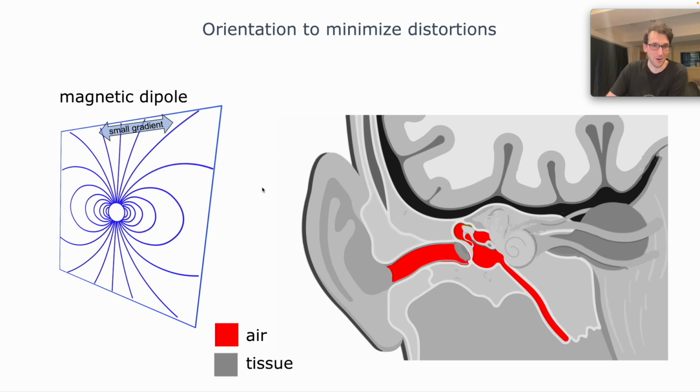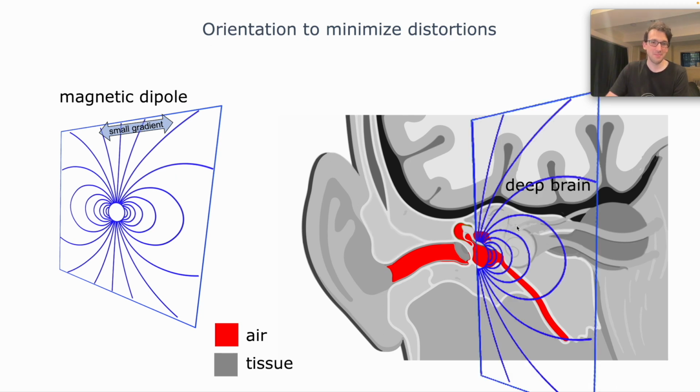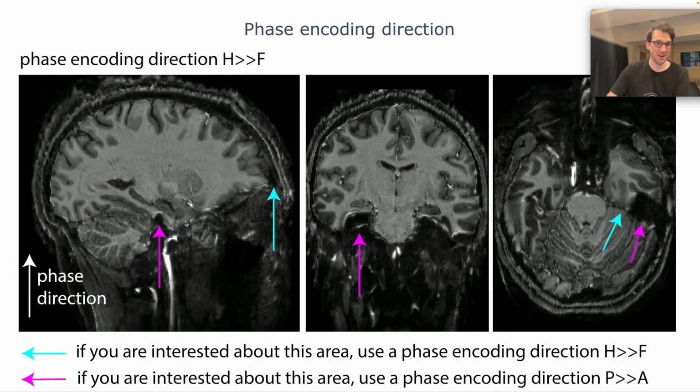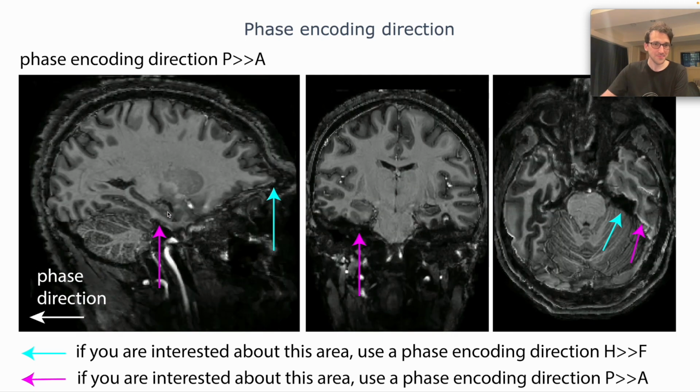Now if we go to our brain and we have our ear canal here, which has a different susceptibility because it's air and not tissue, and we have our deep brain area over there, we are right in this situation, that we have our dipole and we have our gradient right above the ear canal in our deep brain structures. And this has huge effects on, for example, the entorhinal cortex.